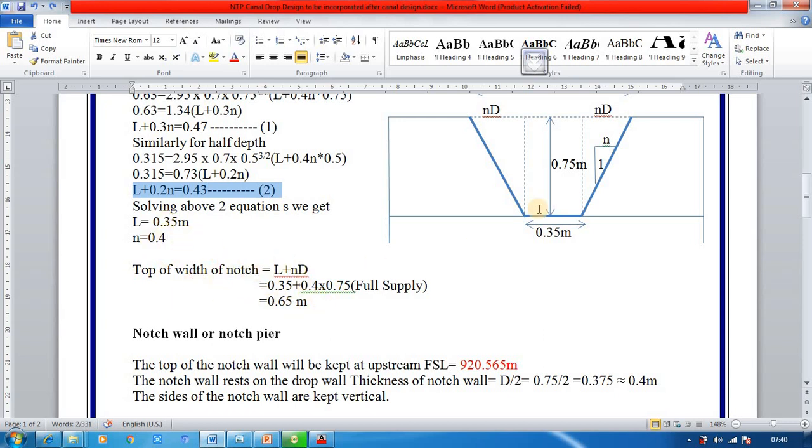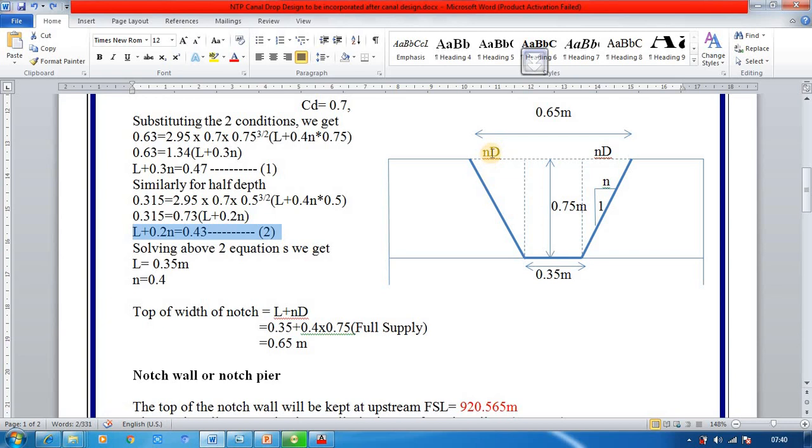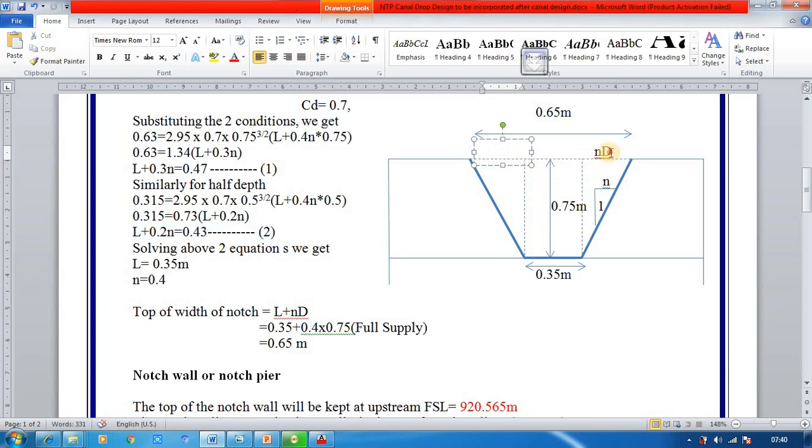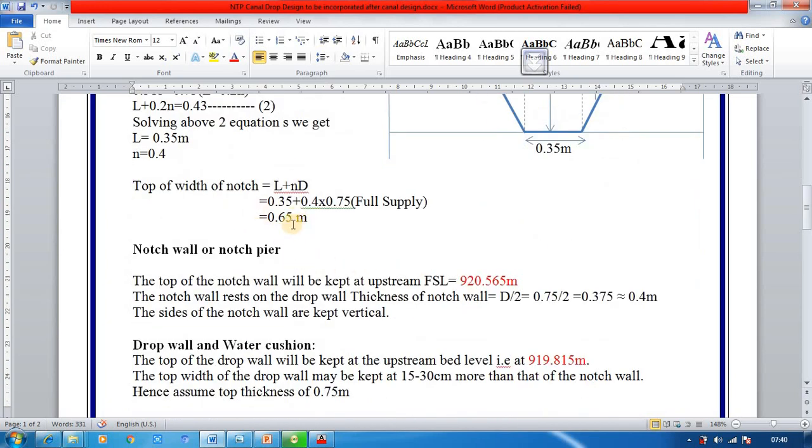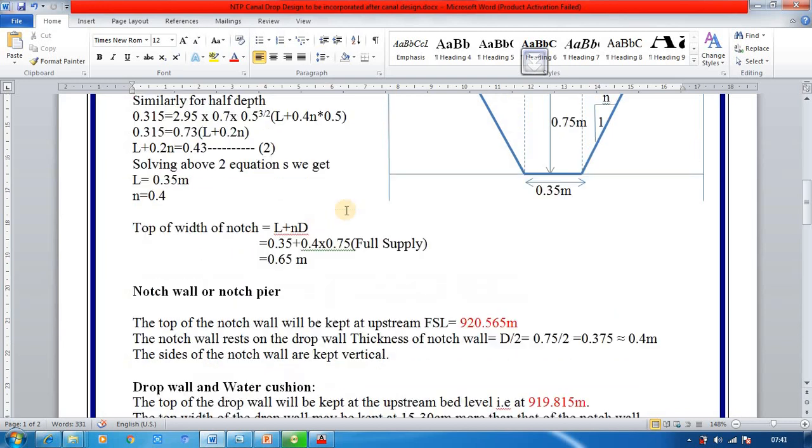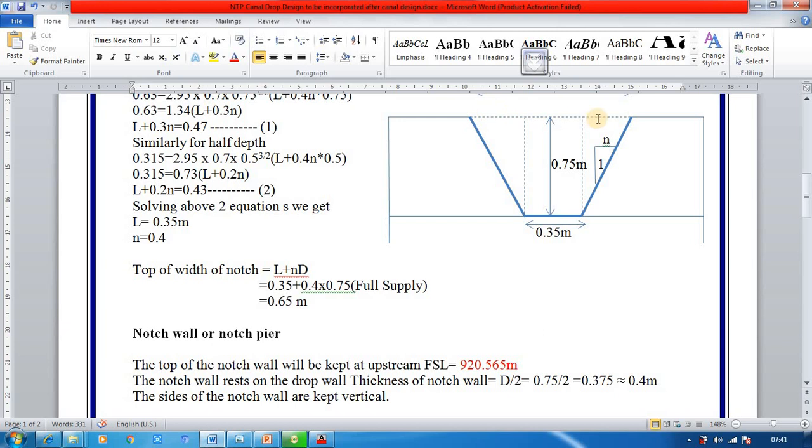By considering these, you can find the top width of the notch, which is nothing but L plus nD. Actually, this is half supply, so L plus nD only, right? So this is actually 2 times 1 nD, both will be nD. So L plus 2nD gives you the top width at full supply discharge. And this nD is for both the widths, so this is nothing but a triangle. In the triangle you will be able to get this n, and so you will get the side slope.